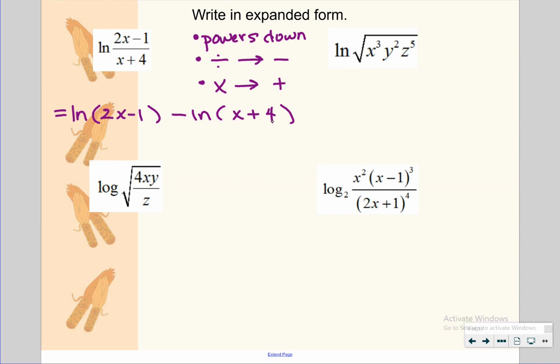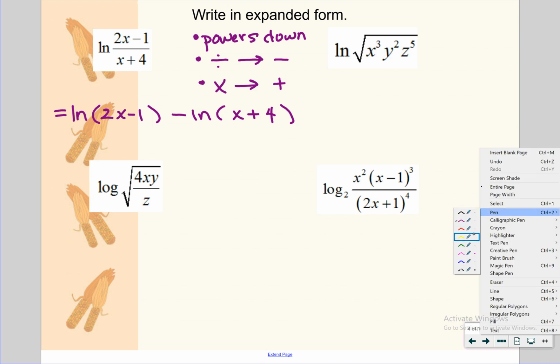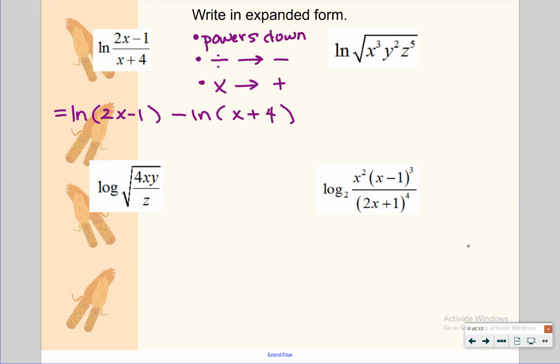Okay, let's look at the next one. Natural log of the square root of x to the third, y squared, z to the fifth. Okay, so we need to remember that a square root is the same as what power? 1/2, okay? And if I have a 1/2 power, the first thing I want to do is bring that guy down. We're also going to eventually bring the third and the second and the fifth power down, but I can't get to any of those until that square root's gone.